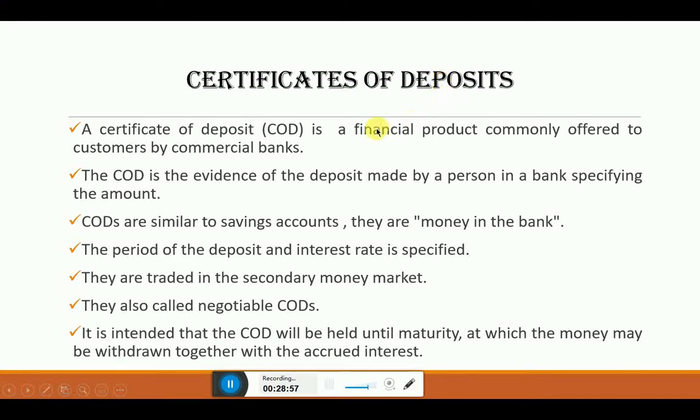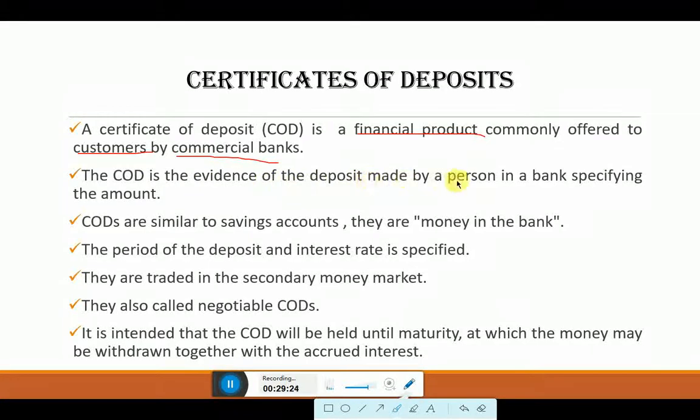So let's talk about it. It's a financial product commonly offered to customers by the commercial paper. So you can see that, specifically, certificates of deposit are basically issued by the commercial banks. To whom? To their customers. It's a financial product. It's the evidence of a deposit made by a person who is the customer in a bank, which is a commercial bank, specifying the amount that he is going to deposit.